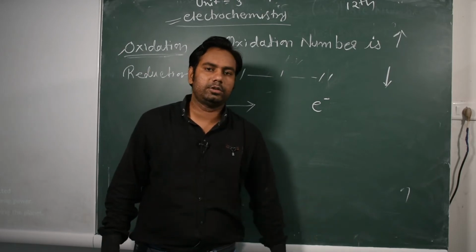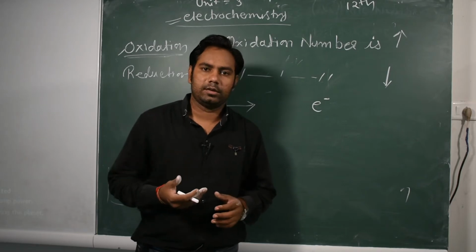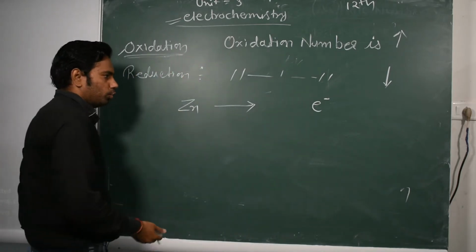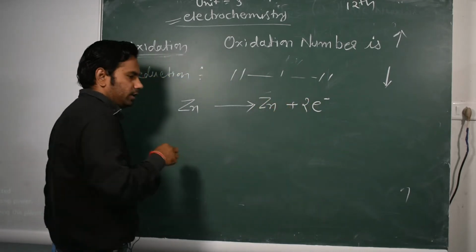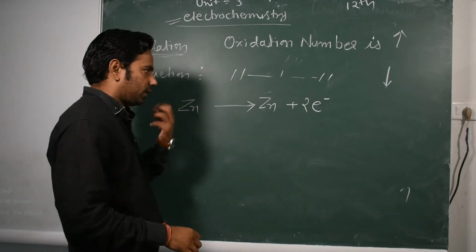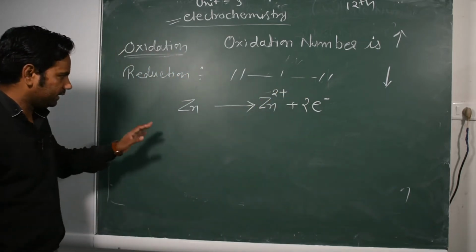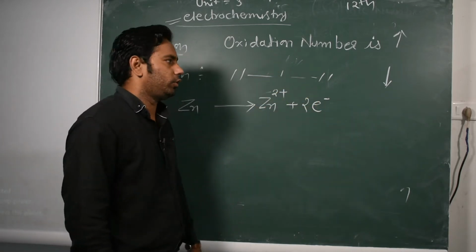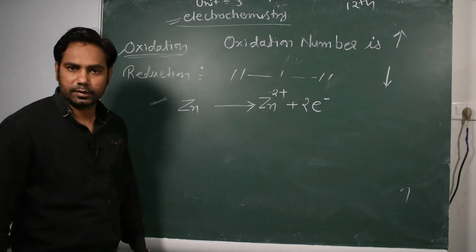Again we know that the zinc valence is 2. Zinc valence is 2, so if zinc removes 2 electrons, it is converted into a 2 plus charge. Zinc converts into Zn2 plus with the removal of 2 electrons, so it is an oxidation reaction. Clear?